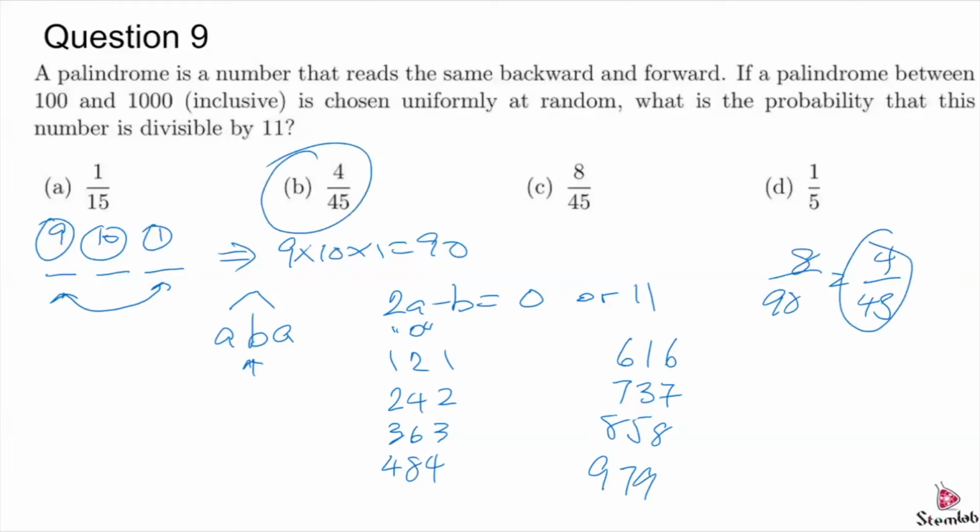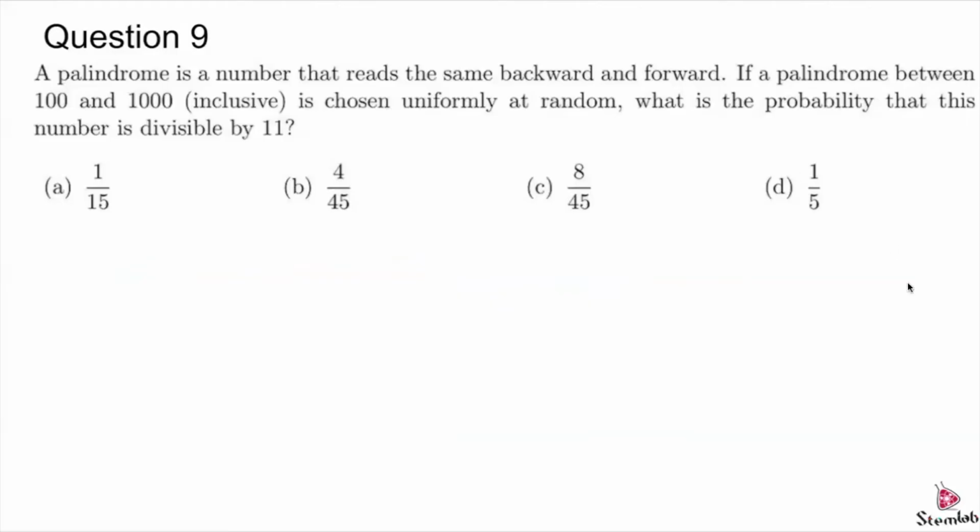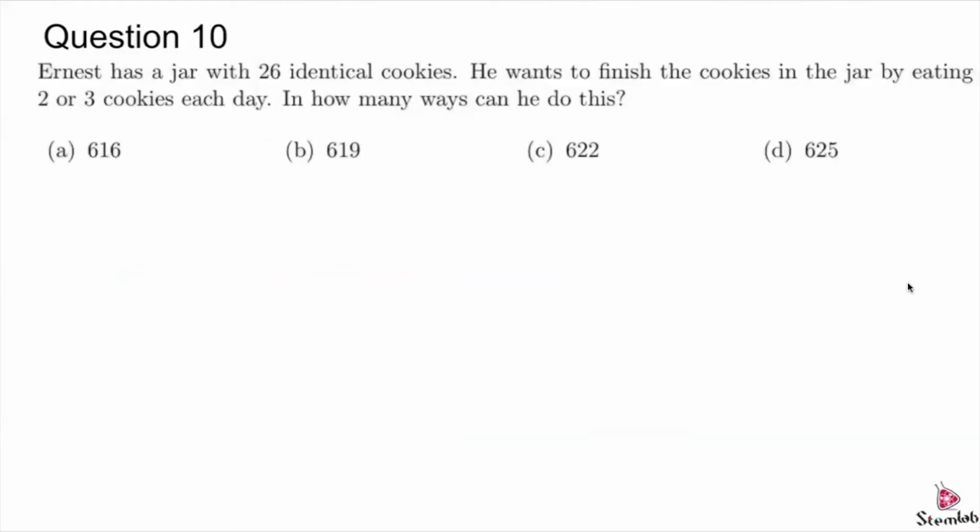Moving to the next question. Ernest has a jar with 26 identical cookies. He wants to finish the cookies in the jar by eating 2 or 3 cookies each day. In how many ways can he do this?